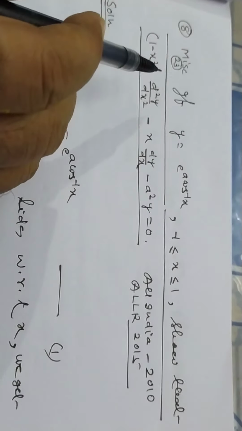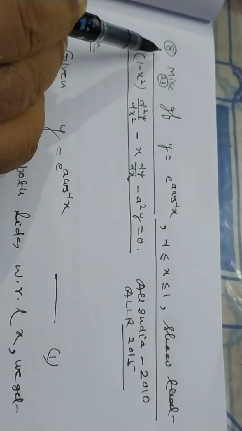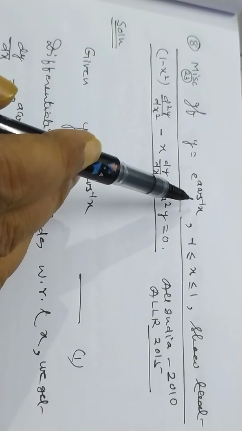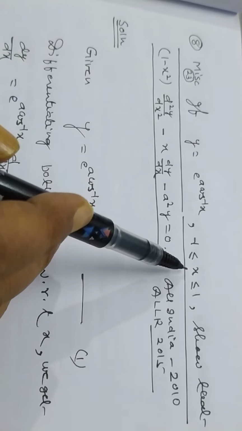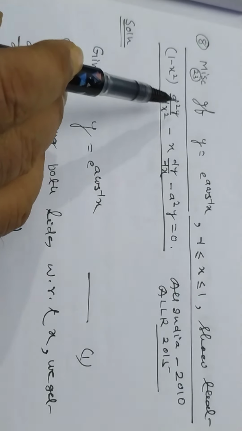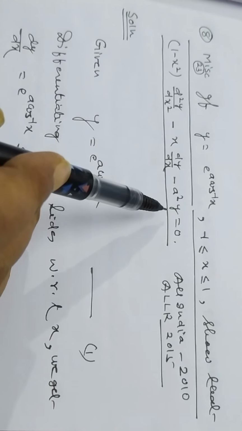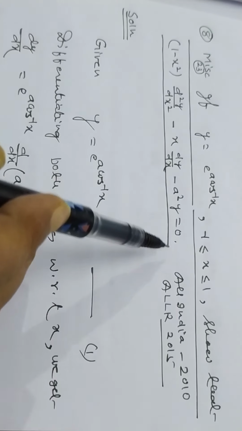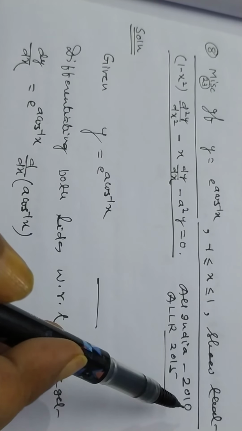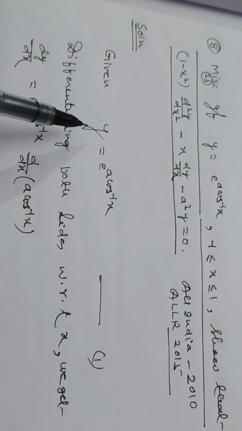Now miscellaneous exercise problem number 23 and study material problem 8. If y equals e to the power a cos inverse x, with minus 1 less than or equal to x less than or equal to 1, prove that (1 minus x²) d²y/dx² minus x dy/dx minus a² y equals 0. It was also asked in the All India Examination 2010 and 2015 also.